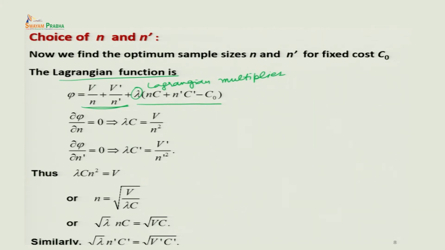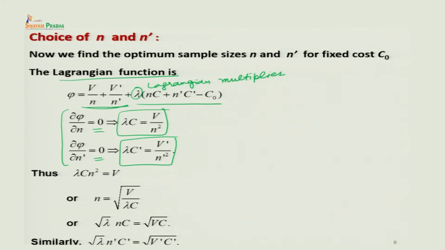So, I partially differentiate this phi function with respect to n and n prime and put them equal to 0, and this will give us these two equations: lambda c is equal to v upon n square and lambda c prime is equal to v prime upon n prime square.